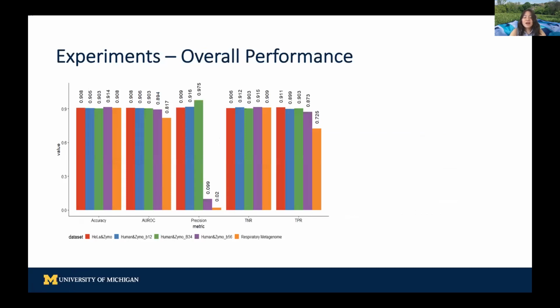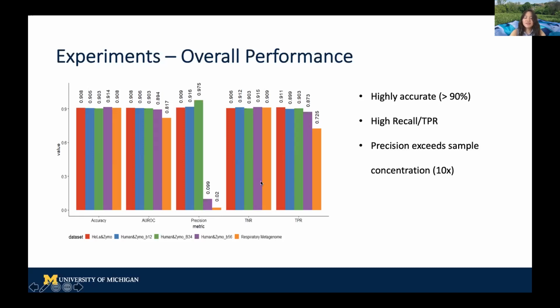Overall, our model classifies each molecule as bacterial or human with over 90% accuracy across different test data sets using only 3,000 signals per read. The recall and AUROC scores are also well above 90% across different data sets. For the last 2 data sets, the precision scores were diluted by the extremely disproportionate human to bacteria ratio, but still exceed the sample concentration by 10-fold. The classifier generalizes well to different lab preparations, flow cells, and species proportions.